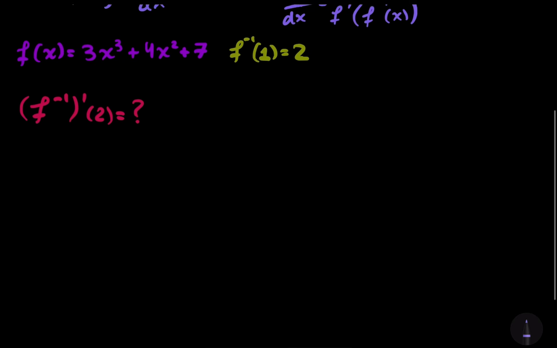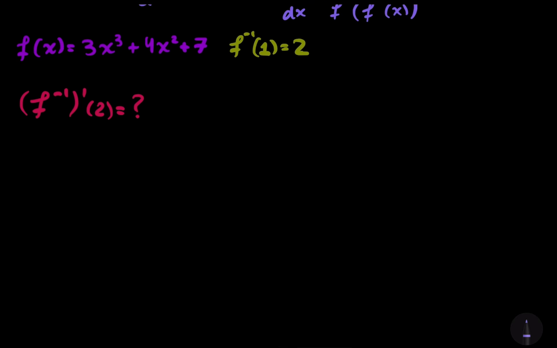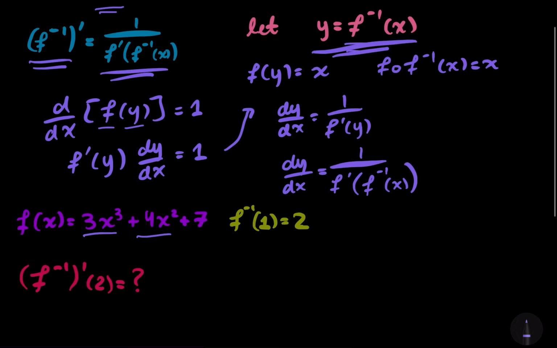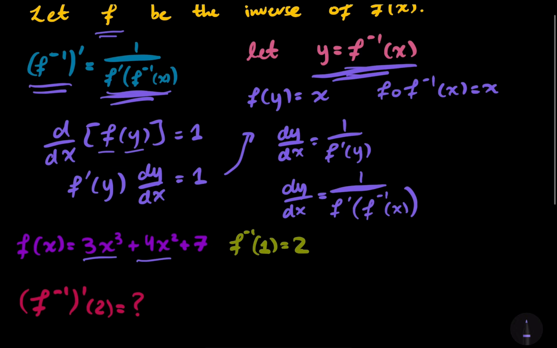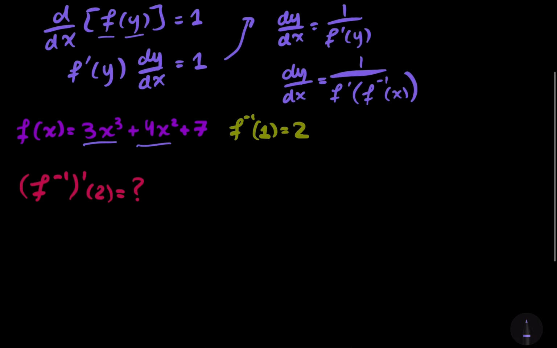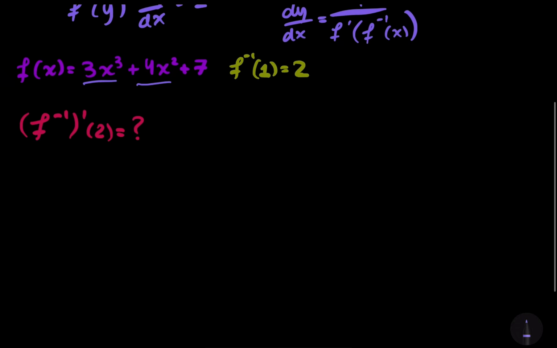So let's go ahead and apply this principle. We have the function f of x equals 3x cubed plus 4x squared plus 7. We're asked to find f inverse prime of 2, and we're given that f inverse of 1 equals 2. If we use this property, all we need to do is find f prime of x, and then substitute f inverse of 1 into 1 over f prime of x.